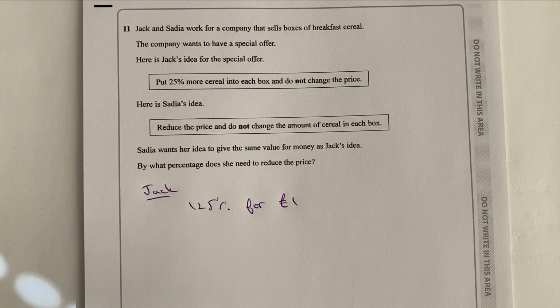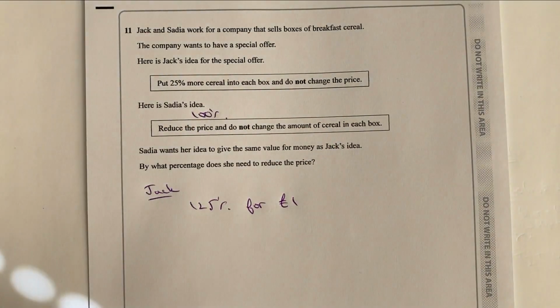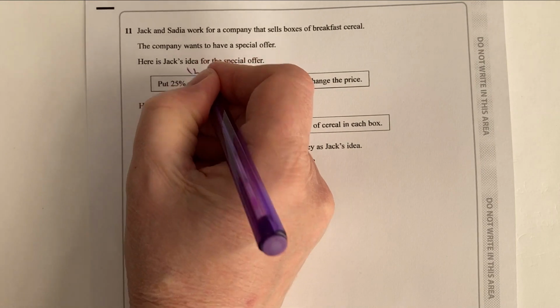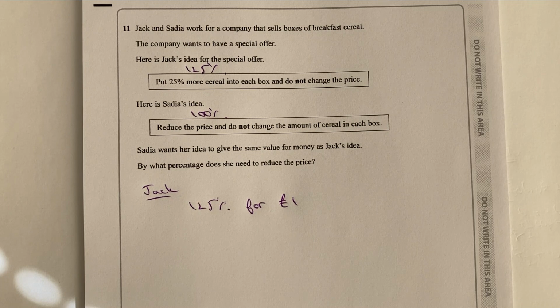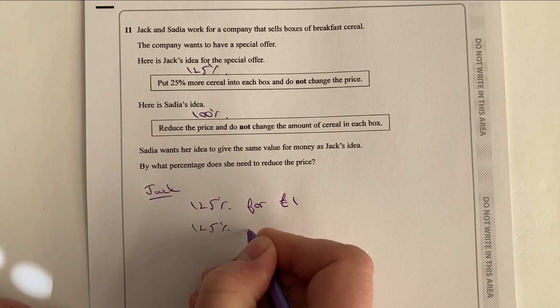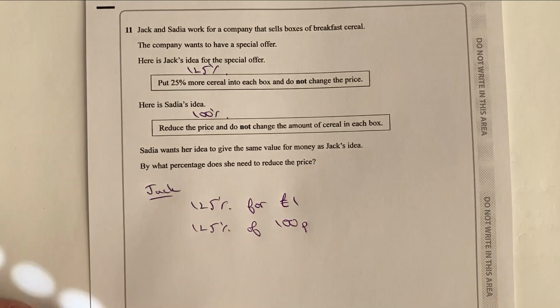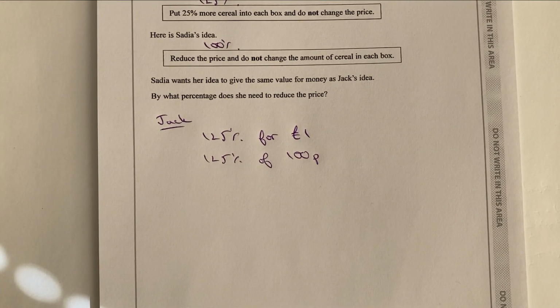And we've got to compare that with reduce the price and do not change the amount of cereal in the box. In other words, the cereal for Sadia's idea is going to be 100%, whereas for Jack's idea, it's going to be 125%. So what we've got to do is find the value of 100% in Jack's idea. So we've got 125% for 100 pence, if you like. So what I need to do then is work out what the value would be for 100%.